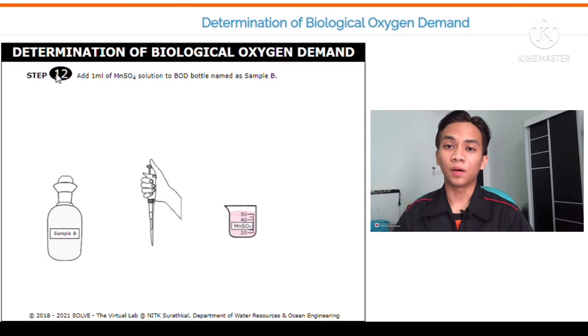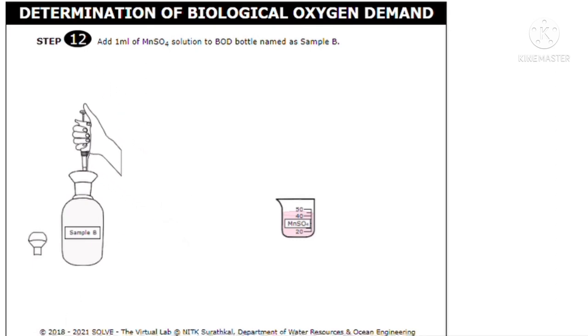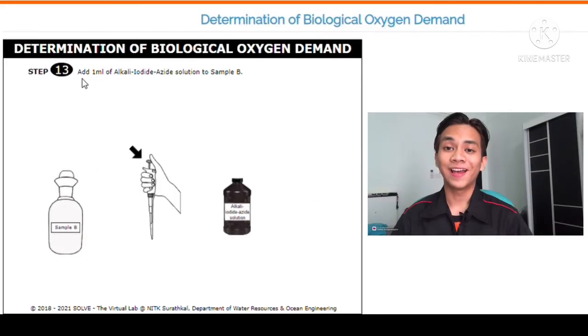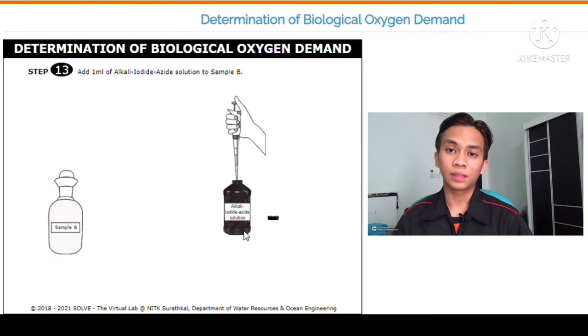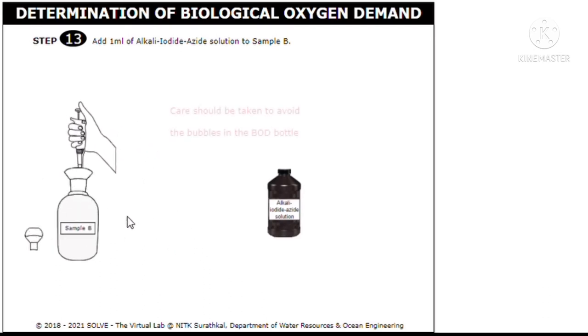Step 12. Add 1 ml of manganese sulfate, MnSO4, solution to the bottle named sample B. Use a pipette to add 1 ml of MnSO4 solution to sample bottle B. Step 13. Add 1 ml of alkali iodine azide solution to sample B bottle. Again, follow the same procedure to add alkali iodine azide solution to sample B bottle carefully so that there is no bubble formation. Care should be taken to avoid the air bubbles in the BOD bottle.